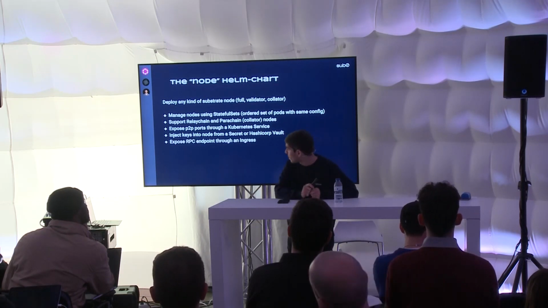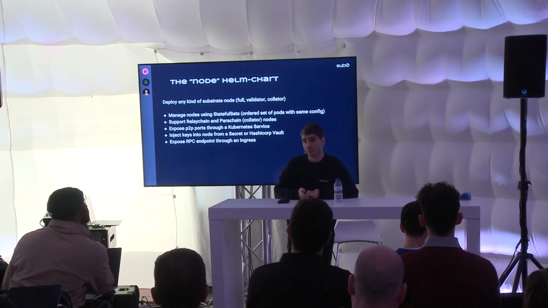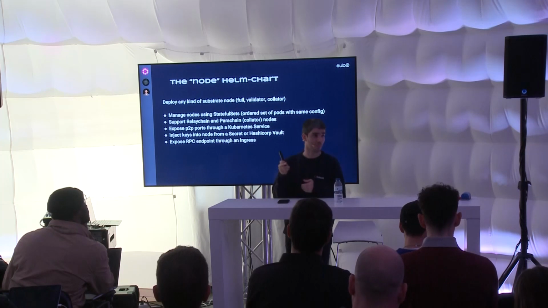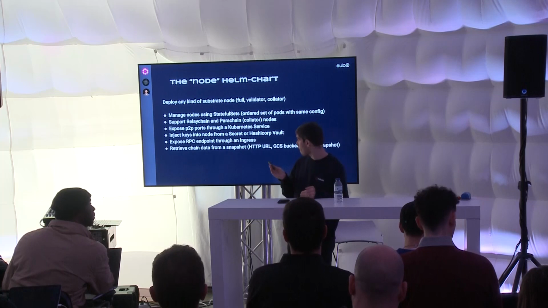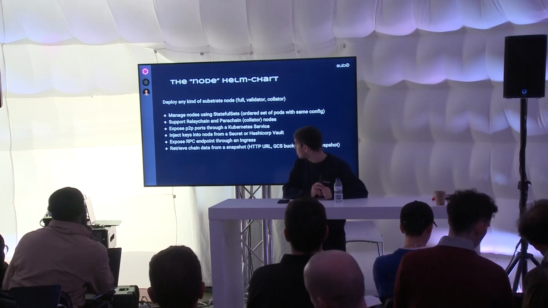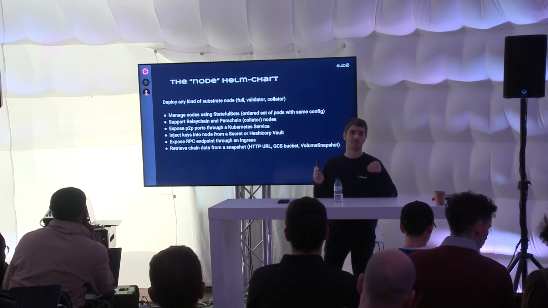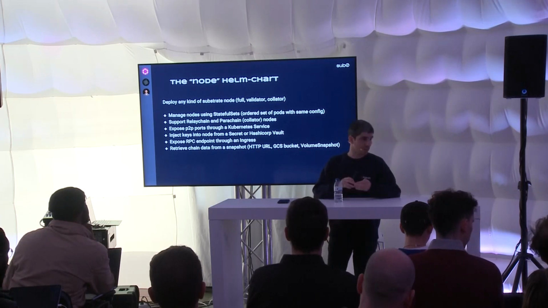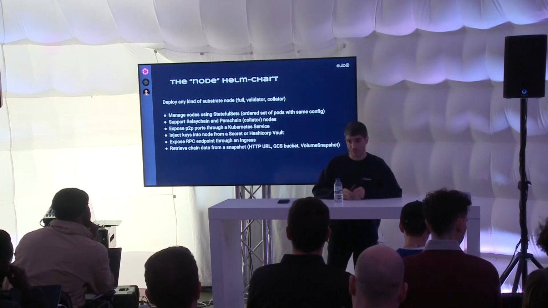We also let you expose the RPC endpoint through an ingress. So it can be relatively easy to manage an RPC, even load balance RPC across many nodes behind a load balancer that exposes the RPC. And also something that we are using a lot, which is to retrieve the chain database from a snapshot, download it and unpack it on the disk. So when your node starts, it already has all the data, and it doesn't have to sync from block 0.